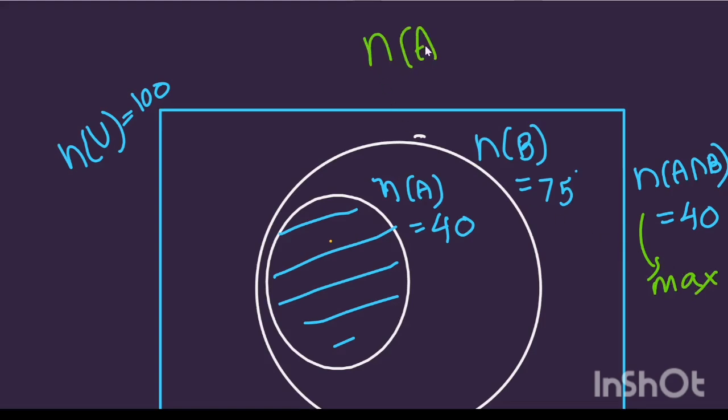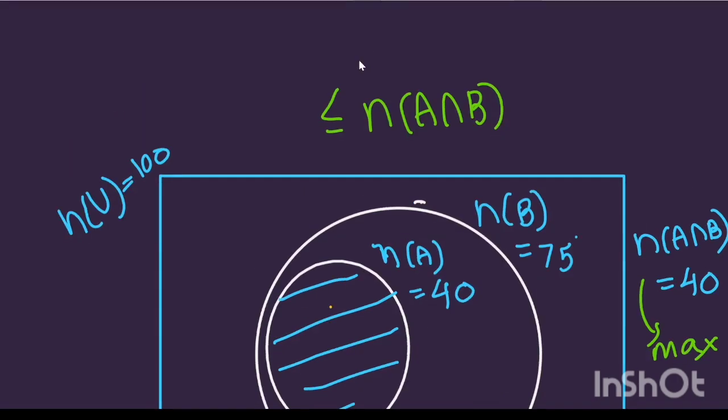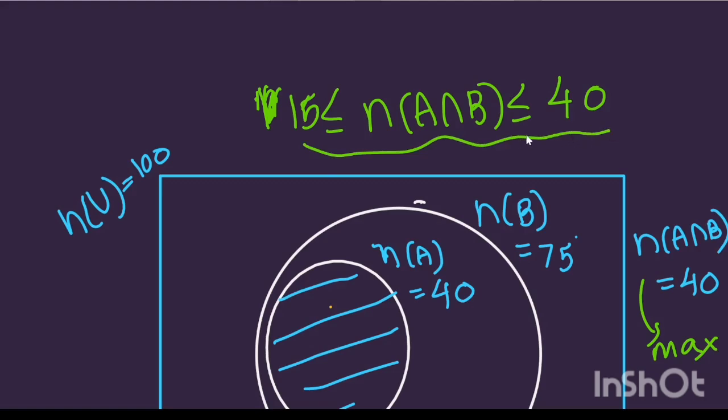So we can say that the n(A intersection B) range is, from the minimum it is 15, and from the maximum it is 40. So 15 is less than or equal to n(A intersection B), which is less than or equal to 40. That is the range of n(A intersection B), from 15 to 40, guys.